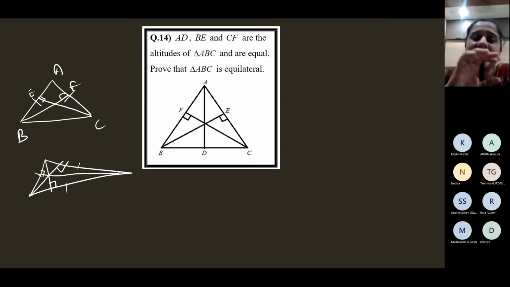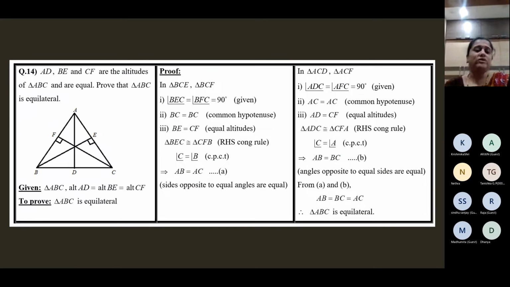So when the triangle is equilateral, the altitudes are equal. If the altitudes are equal, then the triangle is equilateral. If all three altitudes are equal in length, then the triangle is equilateral, because if three altitudes are equal, then the three sides are also equal. If the three sides are equal, the altitudes are equal. So that's what we'll have to prove here. The altitudes are equal, so you need to prove that the triangle is equilateral.